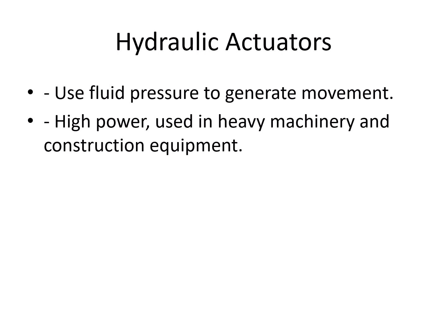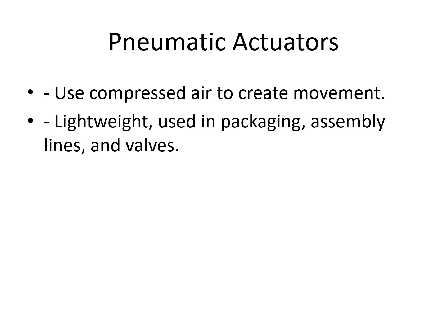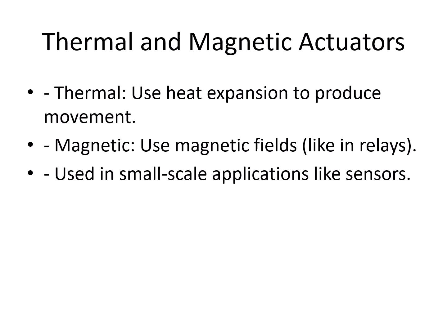Hydraulic actuators. These use fluid pressure to move things. They are very powerful and are used in heavy duty machines like cranes, bulldozers and excavators. Then we have pneumatic actuators. These use compressed air to create movement. They are faster and lighter than hydraulics and are commonly used in packaging machines and assembly lines.